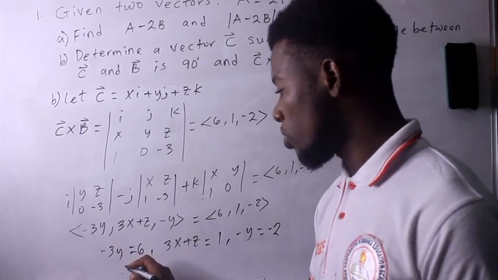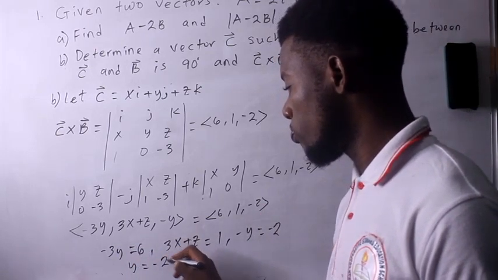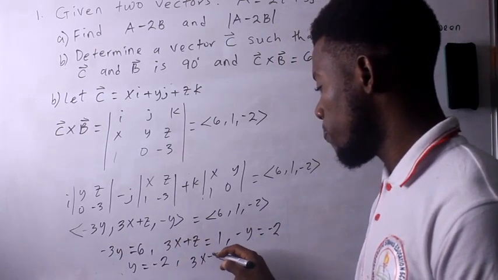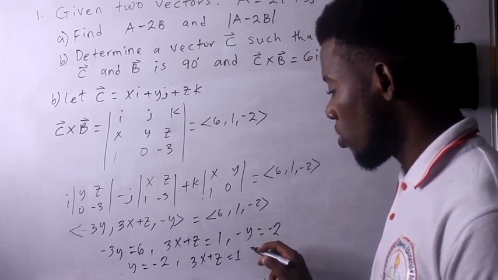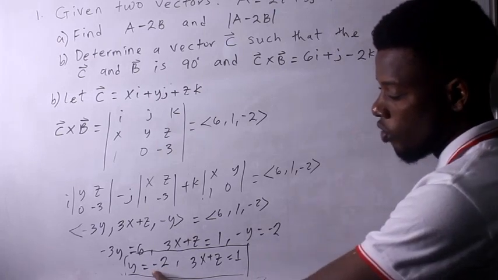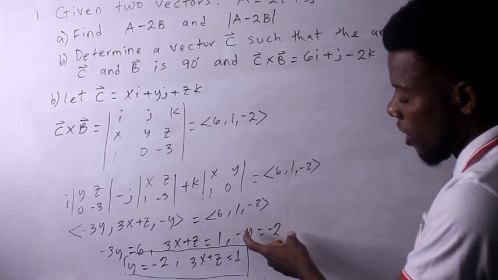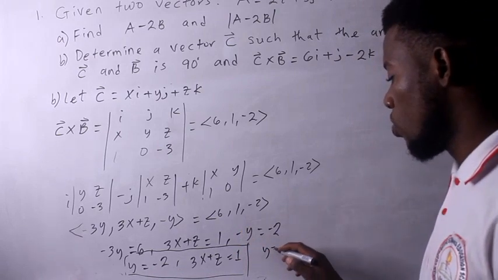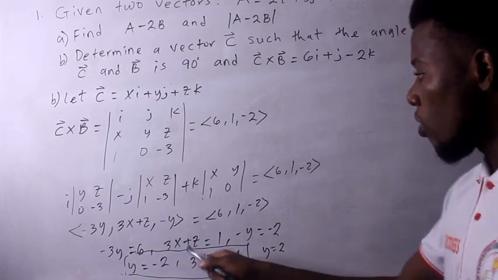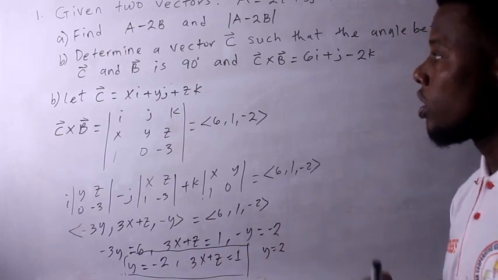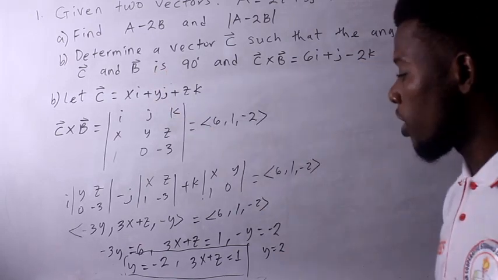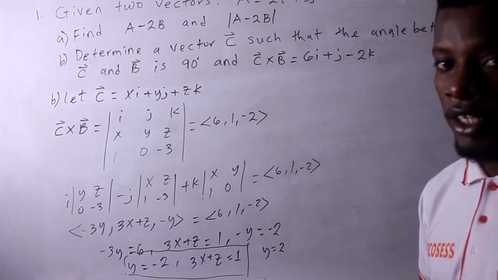So if we solve this, we have y equals minus 2. And here we have 3x plus z equals 1. Now, if we solve this, we have y equals 2. Divide both sides by negative 1, y equals 2. So we have two values of y. We'll now use the second piece of information that is known to find the values of x and z.